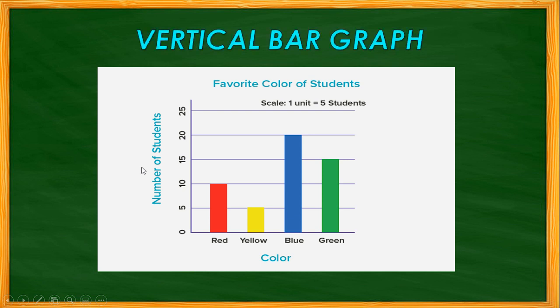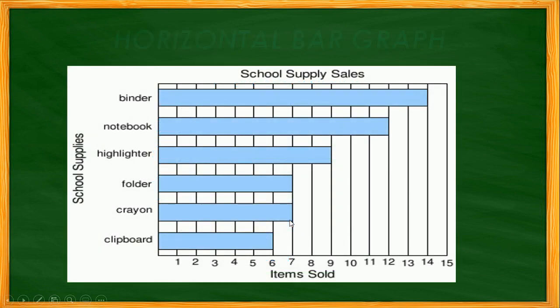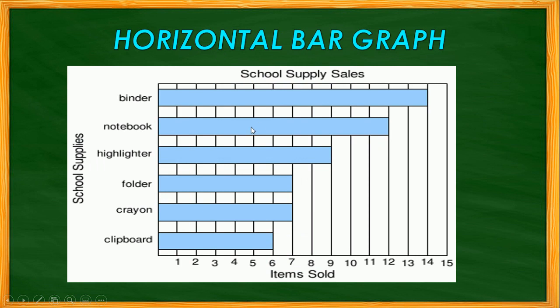Now, we have here a vertical bar graph. So this would be the vertical bar graph. This would be the number of students and this would be the color. We have a vertical bar up in each of the quantities. Then we have the title of the graph. Then we have a horizontal bar graph. The bars being represented are in horizontal form. So we have the school supplies items sold. This would be the illustration for the horizontal bar graph.